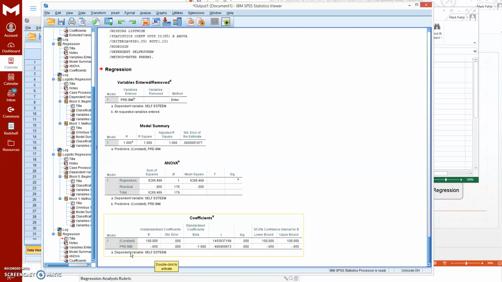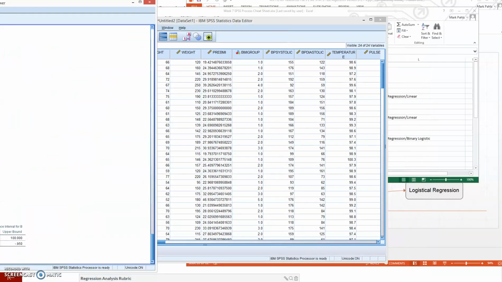That is your prediction model. Self-esteem equals 100 minus 0.95 BMI. This constant is kind of the general starting point, it's hard to explain on this one. It's saying if you had no BMI, you're going to start at 100. That's where you're going to be for self-esteem. So that's just if we have a nil reaction or nil rate, that's where we start from. Every additional unit of pre-BMI brings down a person's self-esteem 0.95 points. Okay, that's how you run a linear regression.